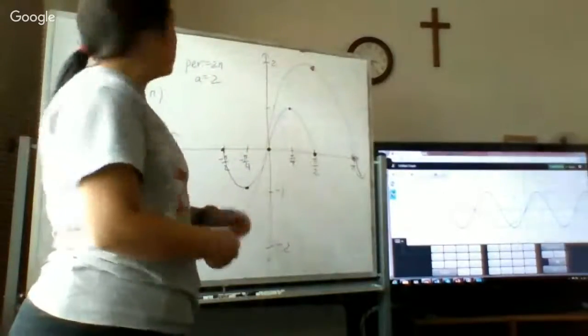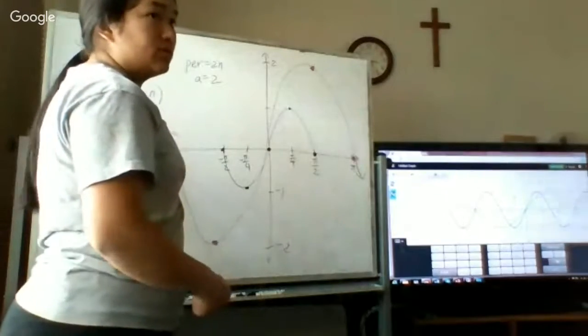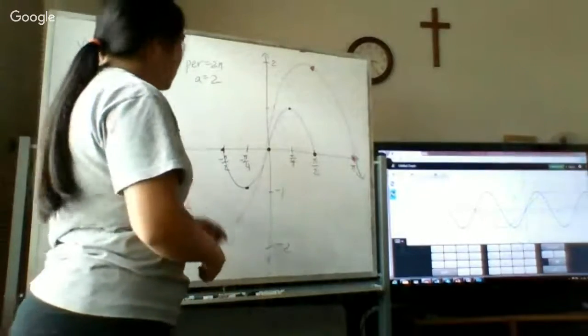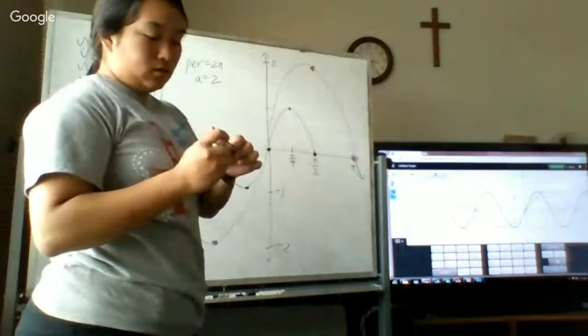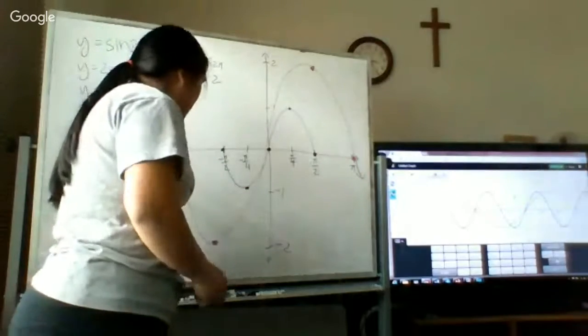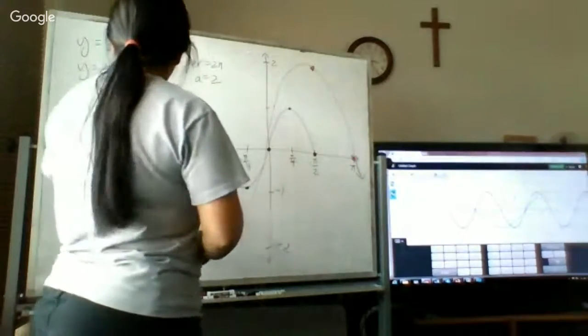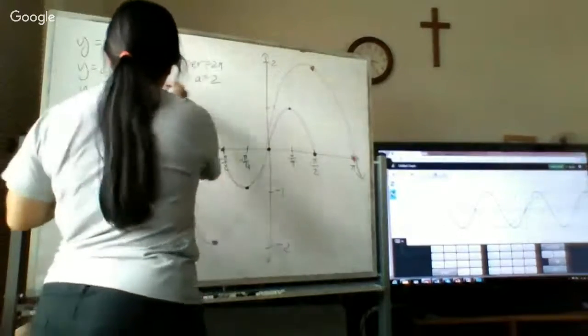Okay? Do you guys want to try this one? It's a little bit tricky. There is a horizontal translation. So when you guys try it... Is that 2x minus pi? Pi, sorry. Pi.